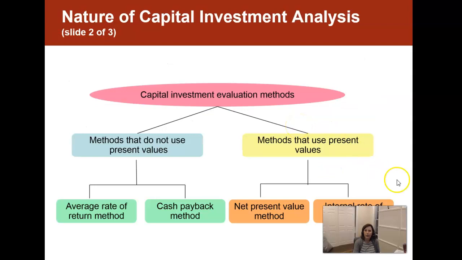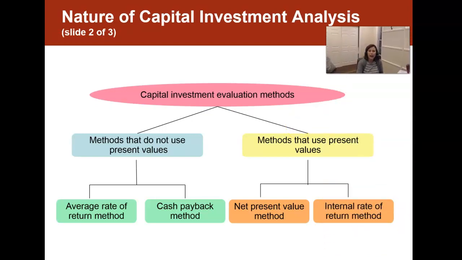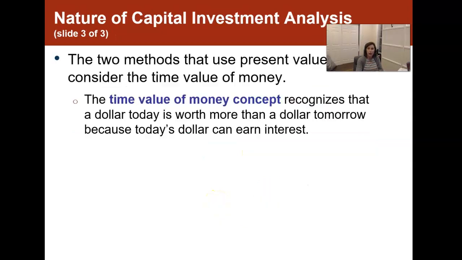So this is how we're going to undertake it. There's not just one method of doing this. We're going to look at multiple methods. One uses what's called discounted cash flows, also known as present values, and one does not. The two methods that do not use present values or discounted cash flows are the average rate of return method and the cash payback method. The ones which are more complicated that we'll look at use what's called the net present value method and the internal rate of return.